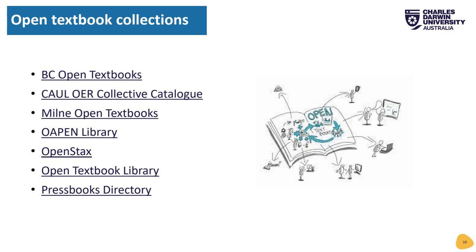In particular, the CAUL, or the Council of Australasian University Librarians, is based in Australasia, so Australia and New Zealand, and they have a wonderful catalogue of about 60 open educational resources based in this particular region. If you wish to access any of these collections, open textbook collections, please click on the link in the slides and you'll be able to access those.